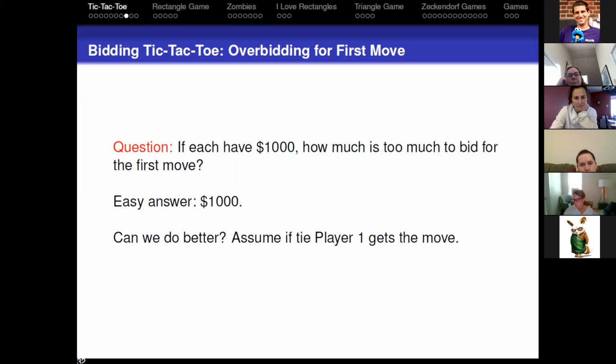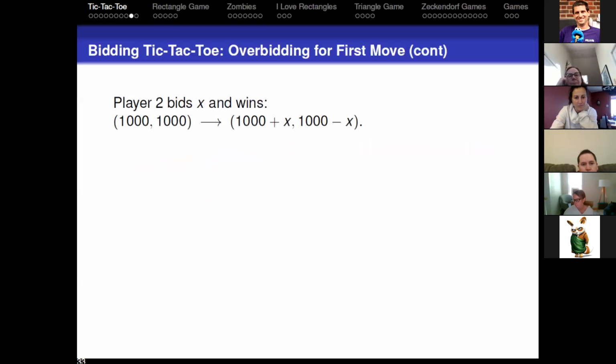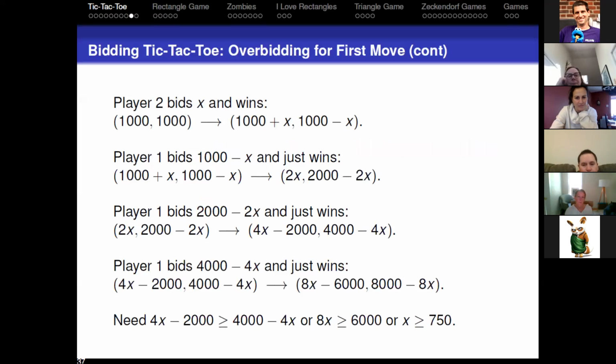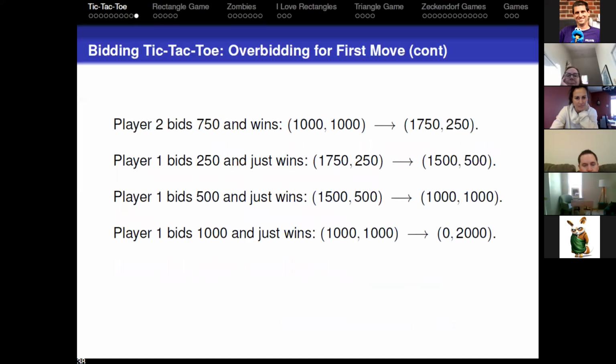Just to make the math a little bit easier, we'll assume that if it's a tie, player 1 gets the move. I'm not going to go through all the algebra here. If anybody is curious, I'm happy to go through it later. But you can find at the end of the day, if you bid more than roughly 750, you're going to be in trouble, and the other person will be able to do 3 in a row. So you can just go down and see what the different moves are.